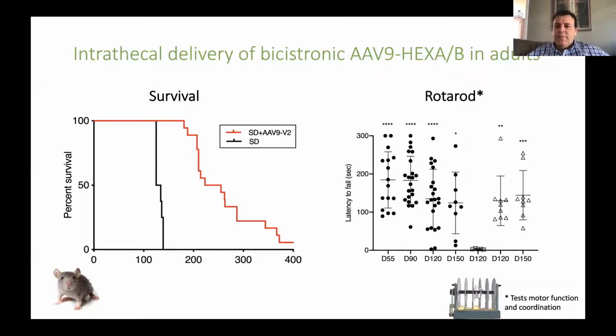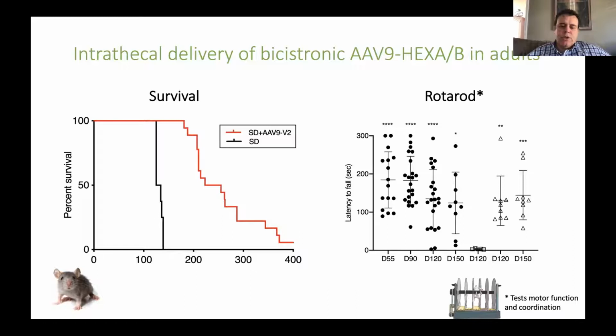Similarly, again, the same test, the rotor-rod test, which measures motor function and coordination. The animals were tested at different times after treatment, and at different ages actually. And you can see here that they maintain the performance at the 120 days, where untreated animals can no longer perform. And over time, that performance seems to decline a little bit.